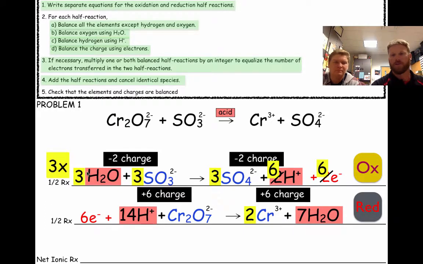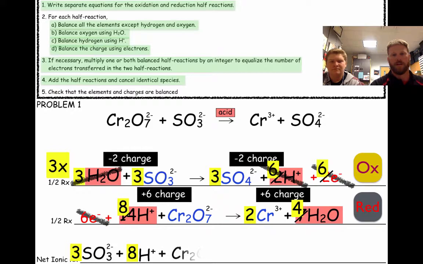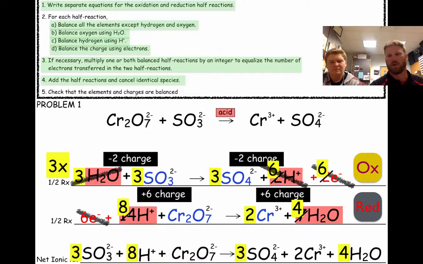So the first thing you'll notice is these 3 waters will cancel on this side, and this will reduce to 4. The next thing that cancels is the H+. These will cancel completely. This will turn to an 8. And then my electrons cancel, which they have to in the redox reaction. So now we can add everything together and make sure that the elements and the charges are balanced.